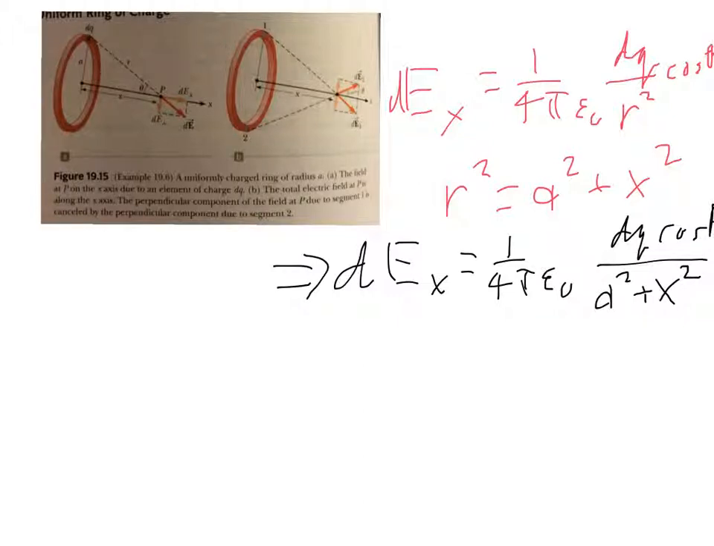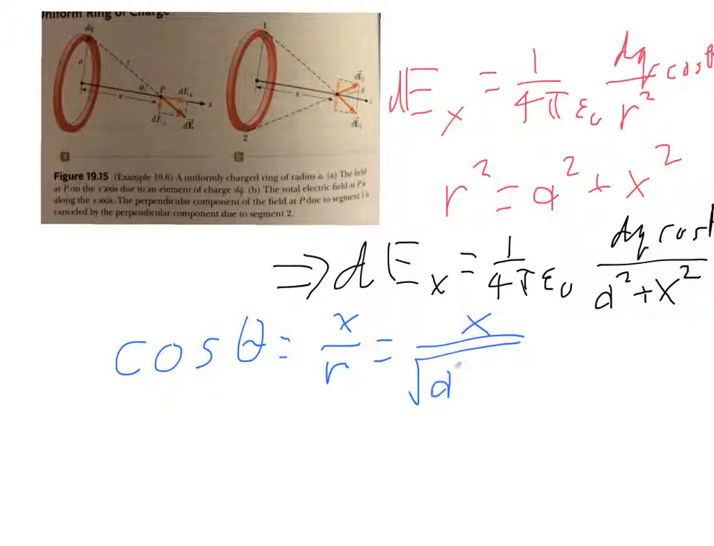To continue moving along, though, we do want to figure out what we want to do with cosine here, because we can see that the cosine of the angle is dependent on both the size of the ring and how far we are away from the ring. Well, fortunately, we can do that with a little bit of trig. So we see that cosine of theta is going to equal adjacent over hypotenuse, that is, x divided by r, and as we defined earlier, r squared is equal to a squared plus x squared, so we can write this out as x divided by the square root of a squared plus x squared. All right, this is starting to look a little bit more complicated, but we can work through this.